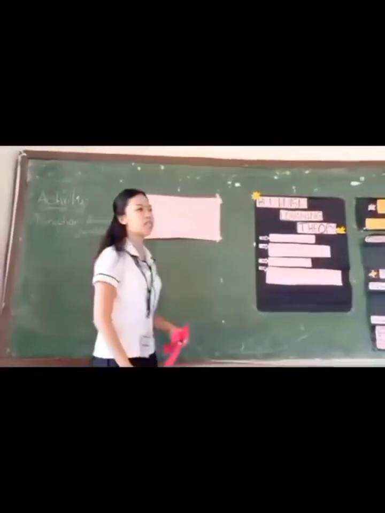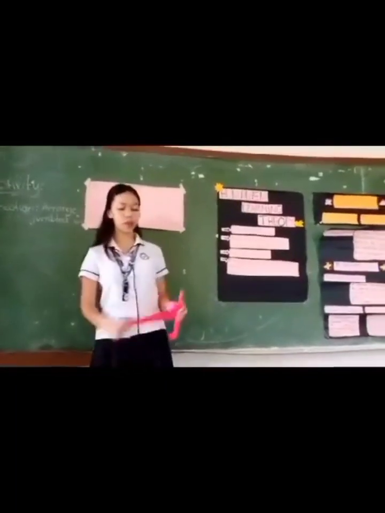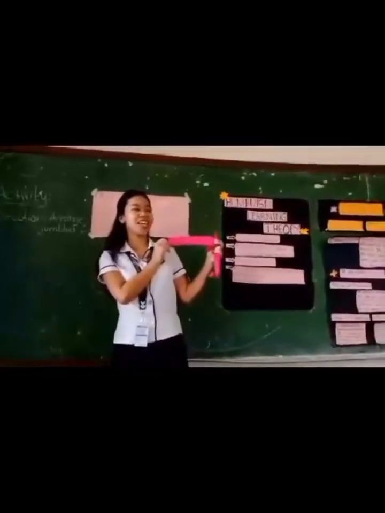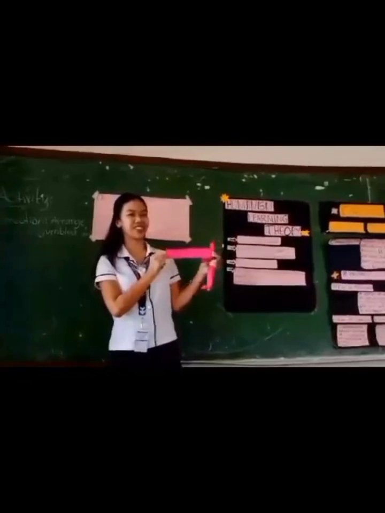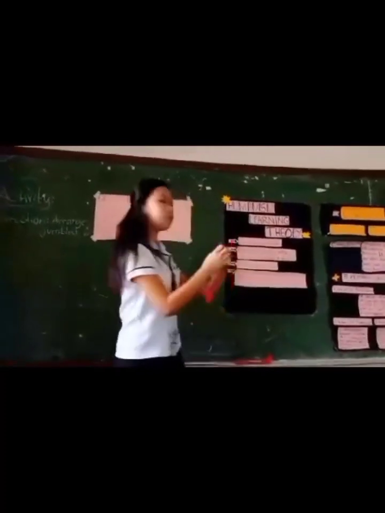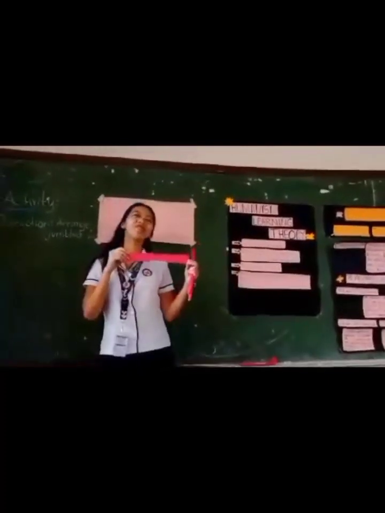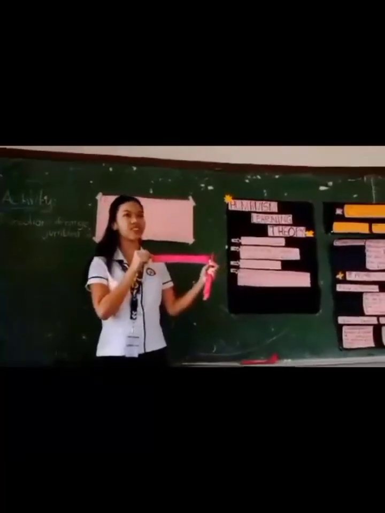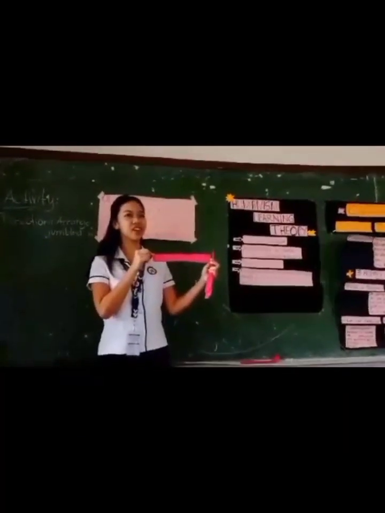In the class, we are going to arrange the jumbled letters. Number 1. Yes, Miss Casapo? Humanism. Okay, very good. This is humanism. Number 2. Okay, Miss Jale. Connectivism. Okay, very good. It is connectivism.